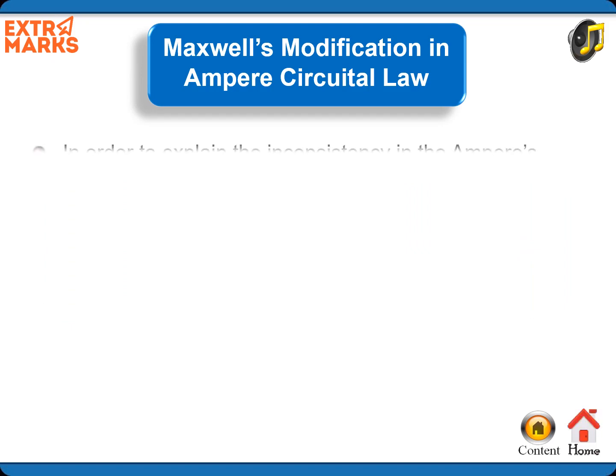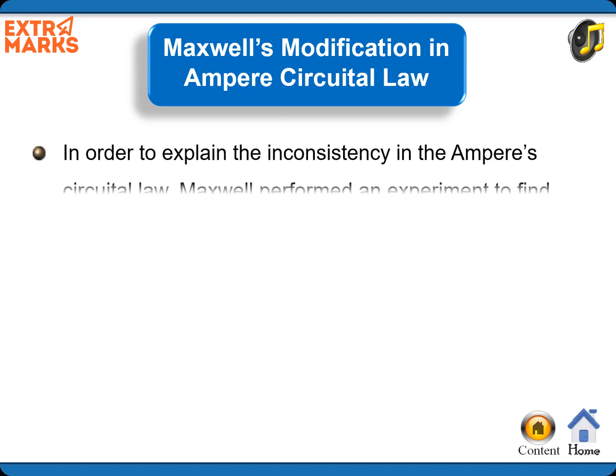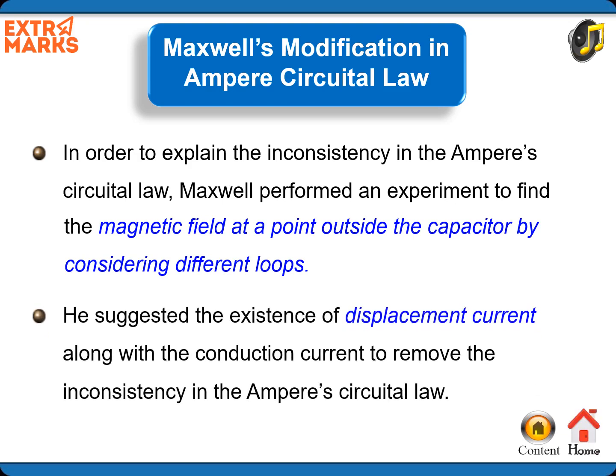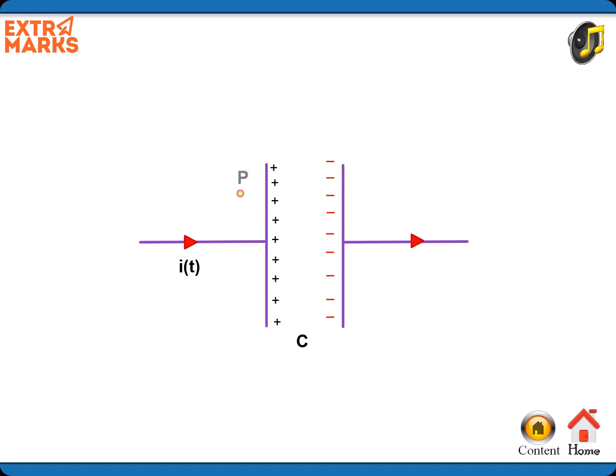In order to explain the inconsistency in Ampere's circuital law, Maxwell performed an experiment to find the magnetic field at a point outside the capacitor by considering different loops. Let's see the experiment performed by Maxwell. Let us consider a time-varying current I(t) flowing through a parallel plate capacitor C. Let P be the point located outside the parallel plate capacitor where the magnetic field is to be determined.